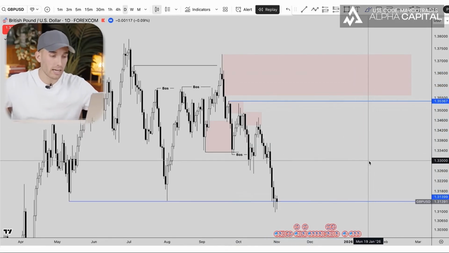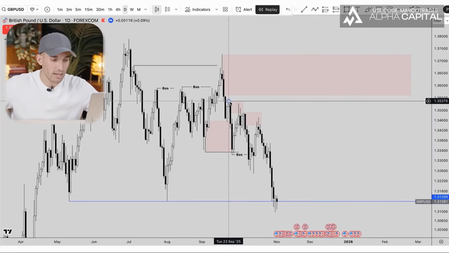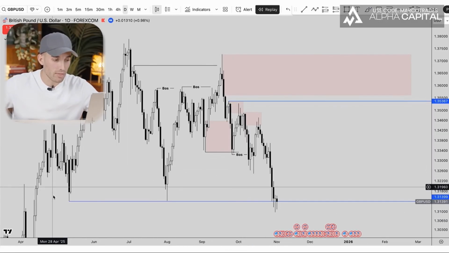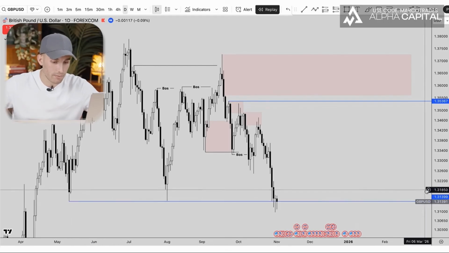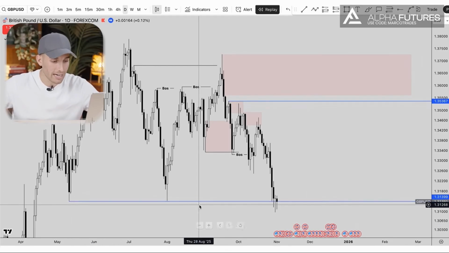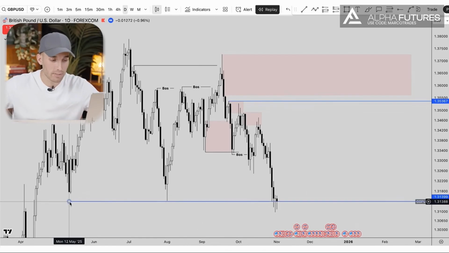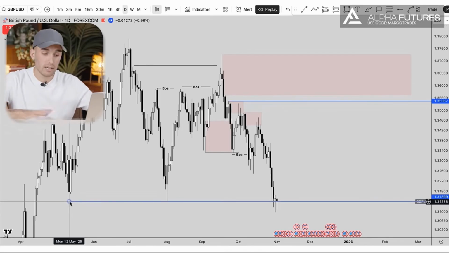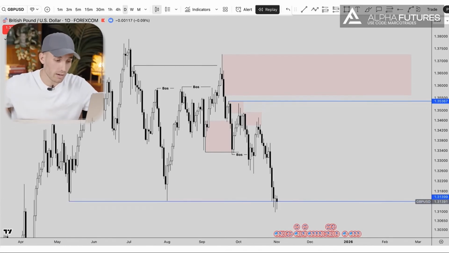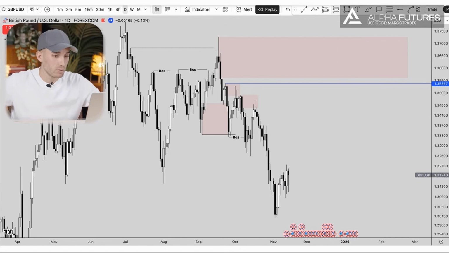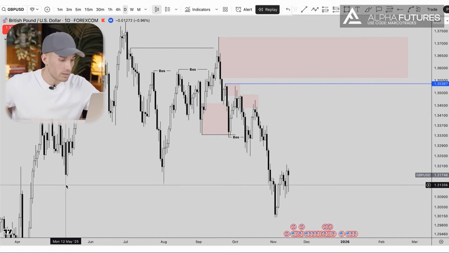But overall, again, I want you guys to train those eyes to see these levels as best as possible. We stab the lows, we trap the buyers. Anybody that was buying above 1.3139, they have now been liquidated. They've been trapped. This is when we want to step in. This is when we want to start buying this market. And you can see, if I remove this blue line, we'll replace it with a black one to clean the chart up.